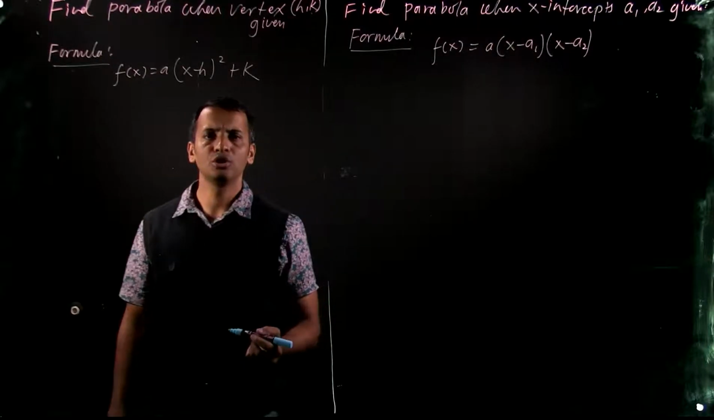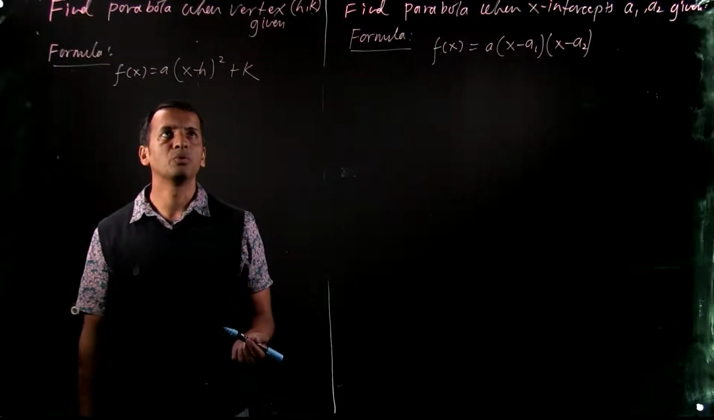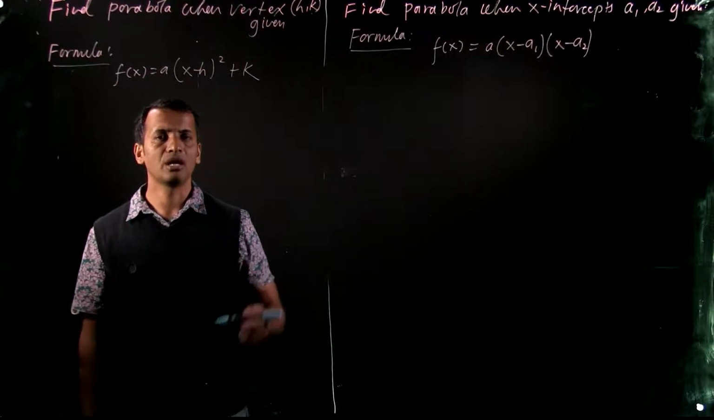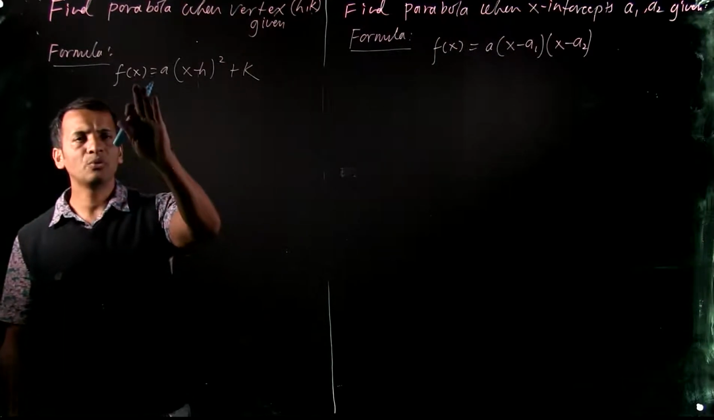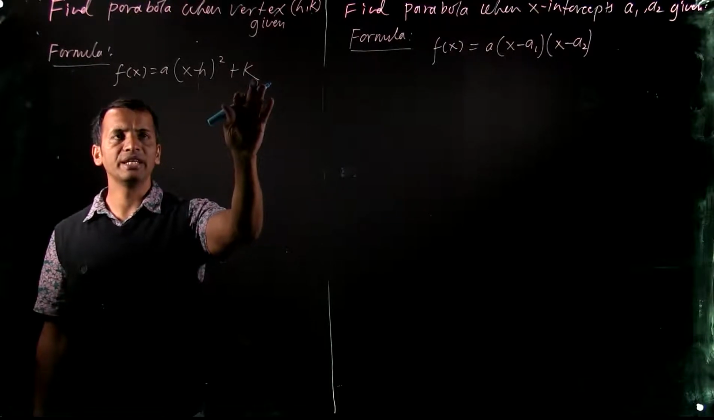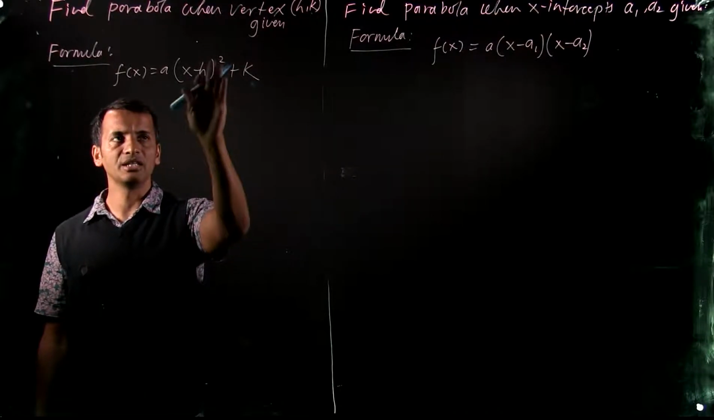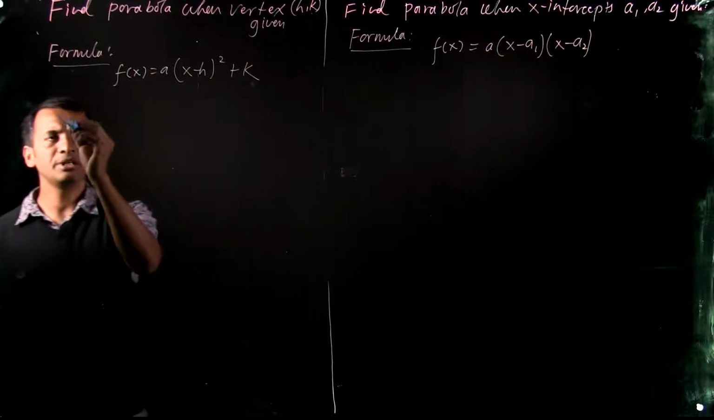In this video, I'm going to show you how to find the parabola when the vertex is given and when the x-intercepts are given. Okay, so the formula when the vertex (h, k) is given is a times (x minus h) squared plus k. So let me take an example.